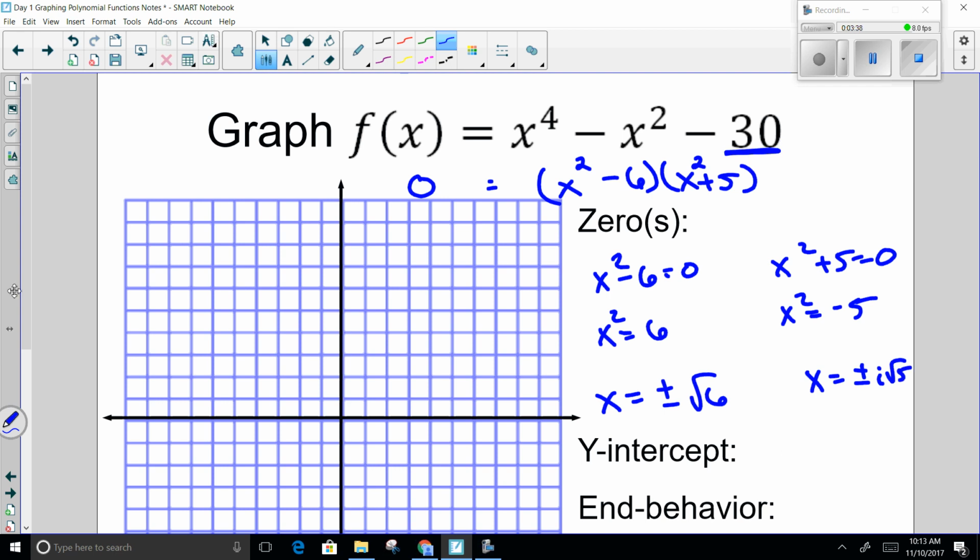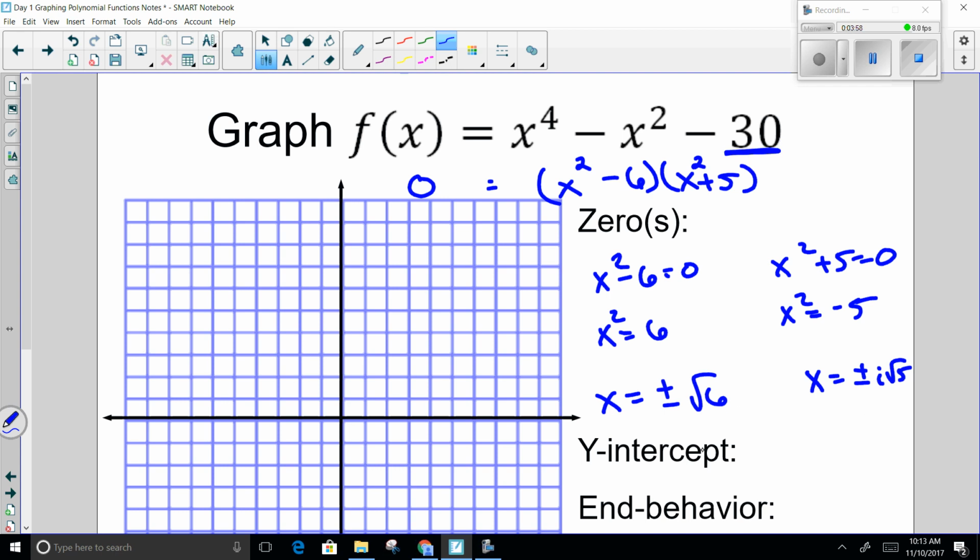Okay? So there's my zeros. x equals plus or minus square root of 6, and x equals plus or minus i square root of 5. Graphically, the square root of 6 is going to show up. Graphically, this i square root of 5 is not going to show up. We're not going to be able to see this i square root of 5 on the graph.